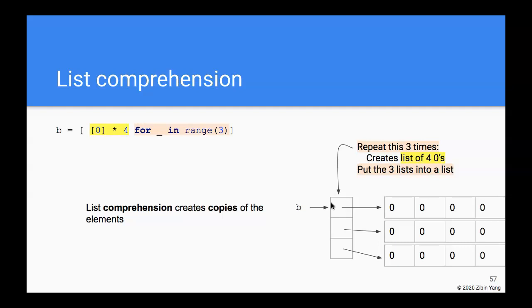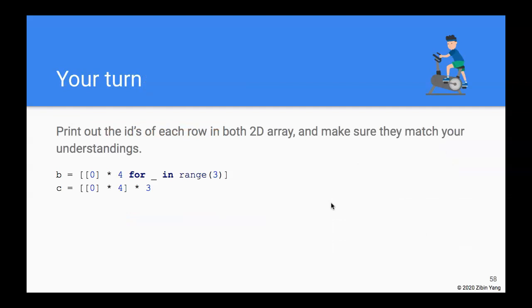And to help you further understand the difference between a list comprehension and a list multiplication, I would ask you to try this little exercise yourself. We're showing the 2 different ways to initialize the 2D array. For each of these 2D arrays, you should print out the ID of each of the rows. And you should then look at the IDs and make sure the values match your understanding.